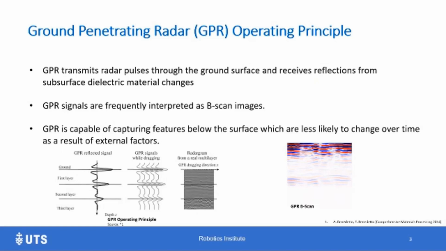Since the GPR is capable of capturing features below the surface, which are less likely to change over time, GPR signals are a great form of robot perception for navigating in constantly changing external environments.